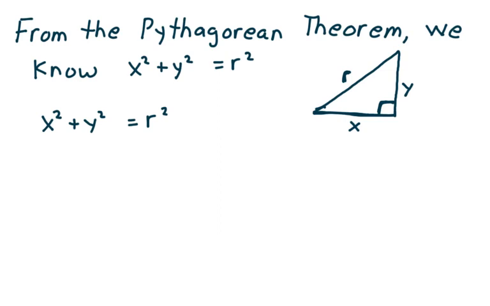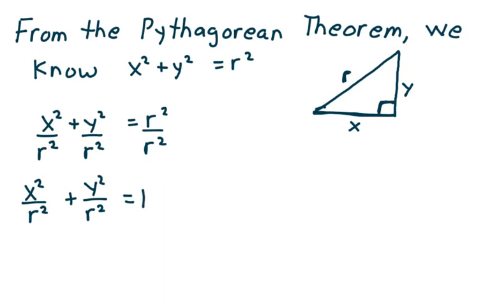So, in other words, we're going to start with x squared plus y squared is equal to r squared. And I'm going to divide both sides by r squared. So, what that means is I'm going to divide x squared by r squared, y squared by r squared, and r squared by r squared. Okay? Now, so what we have is x squared over r squared plus y squared over r squared is equal to 1.